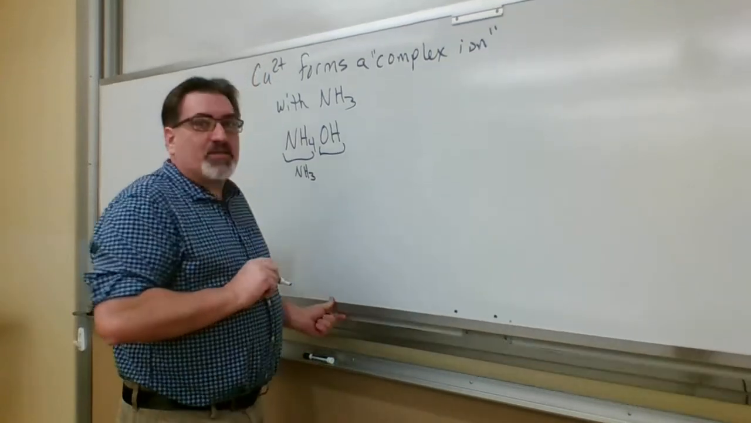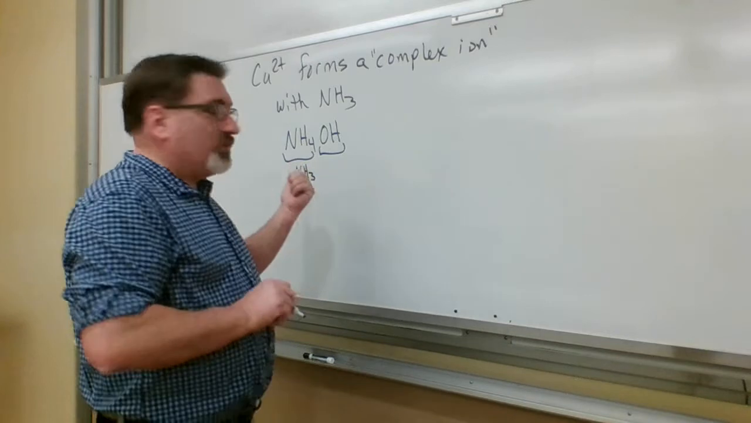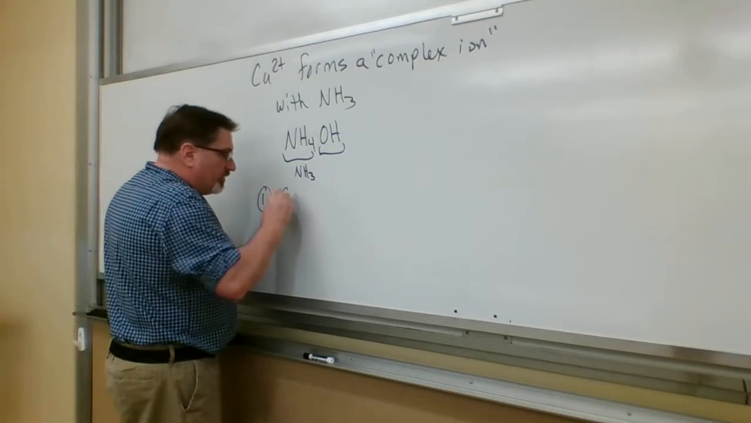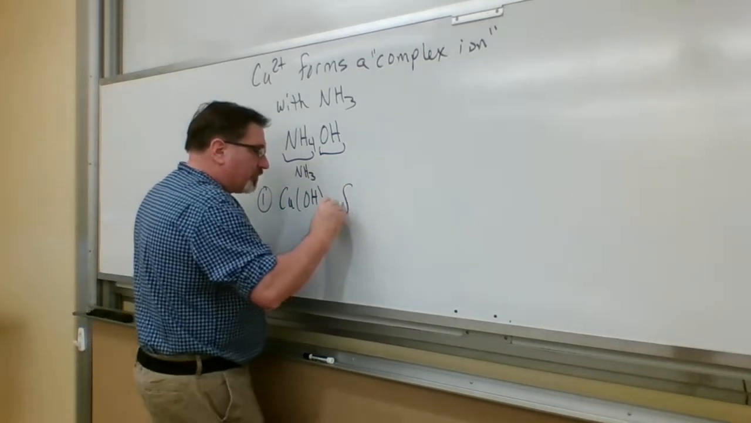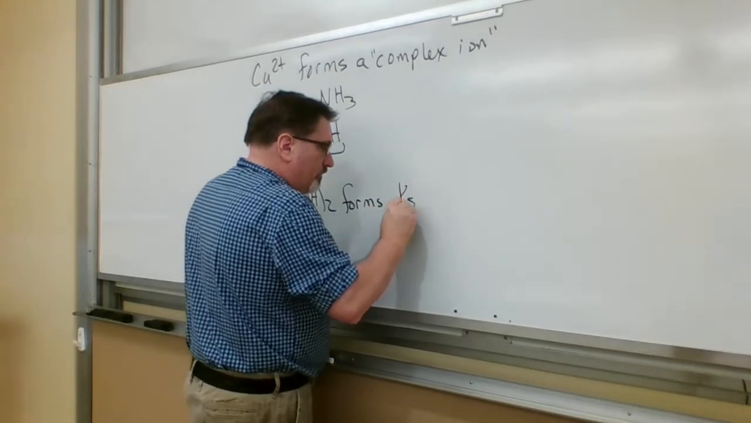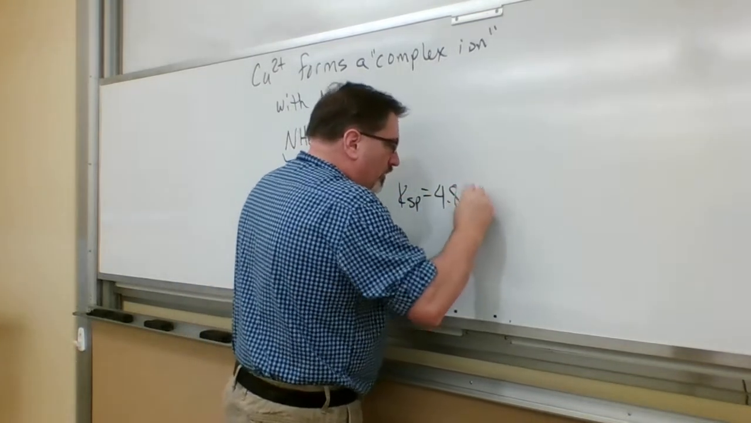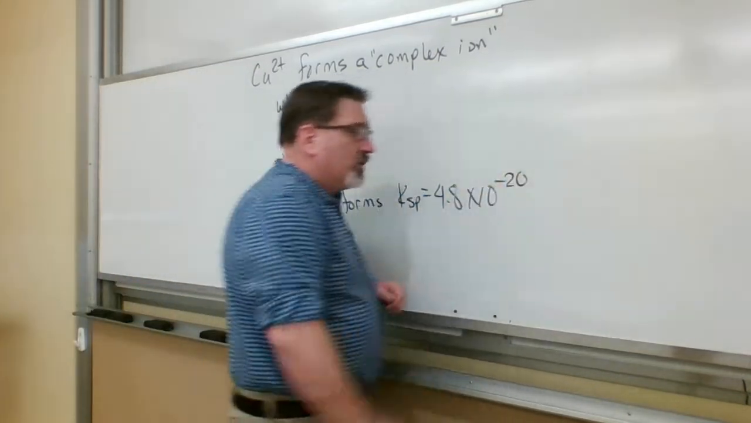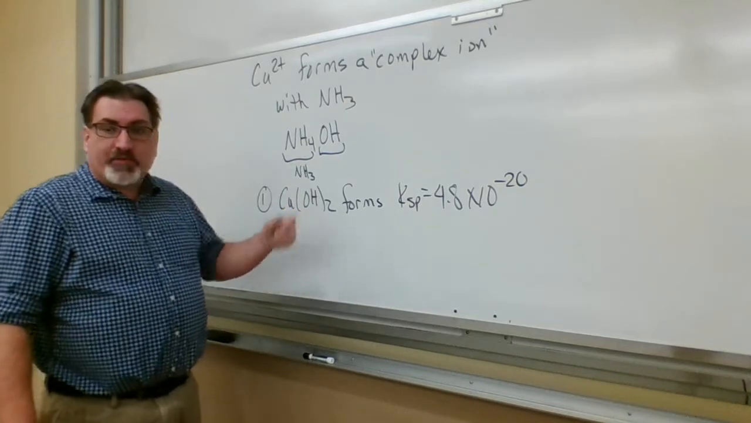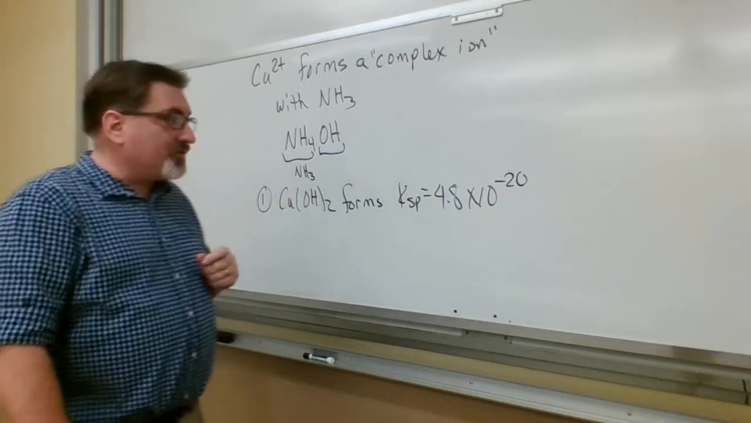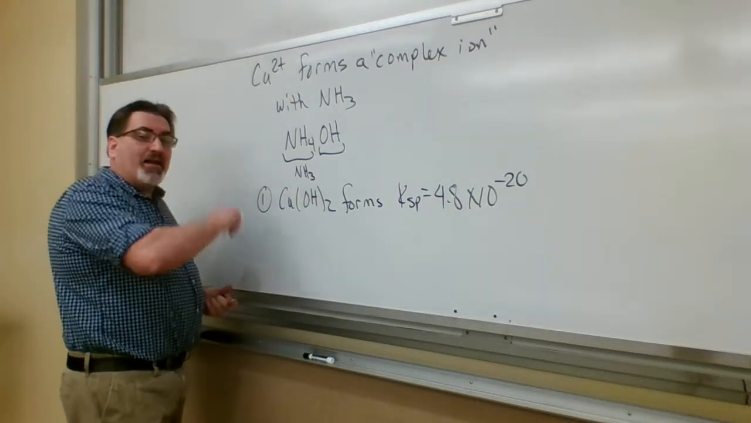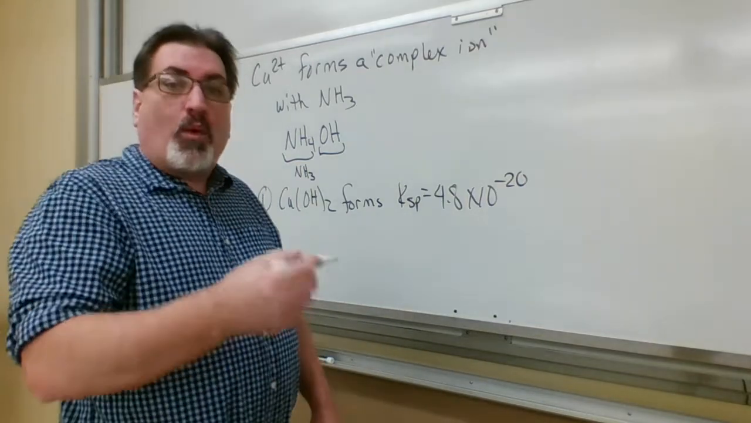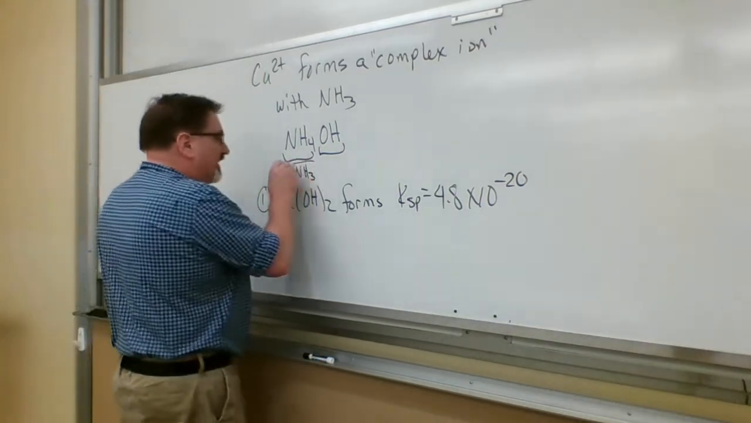And so what happens when we start to mix these together, copper along with ammonium hydroxide, is that first we're going to see Cu(OH)2 forms. And the Ksp for that is 4.8 times 10 to the minus 20th. So it won't take very much hydroxide in our solution before we start to precipitate the copper 2 hydroxide. But as we keep adding the ammonia, we're going to shift the equilibrium. We're going to overwhelm the copper hydroxide equilibrium with extra NH3.